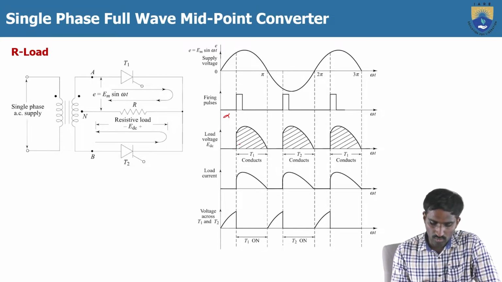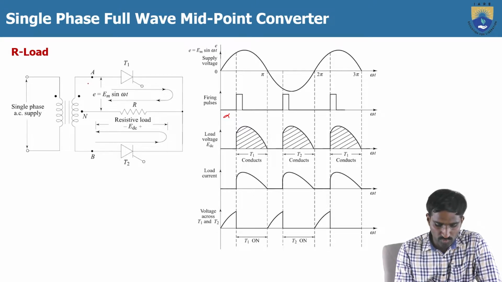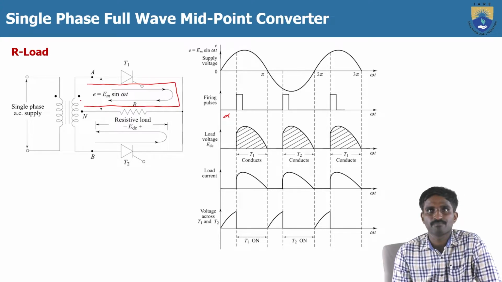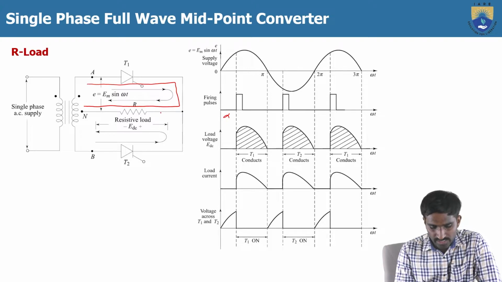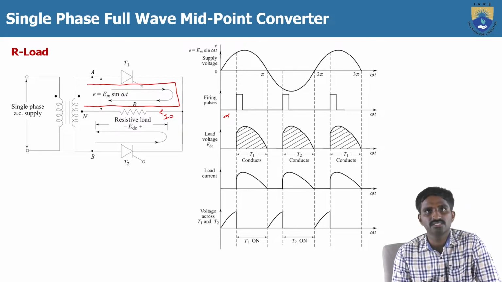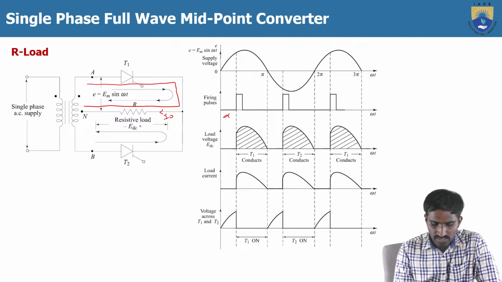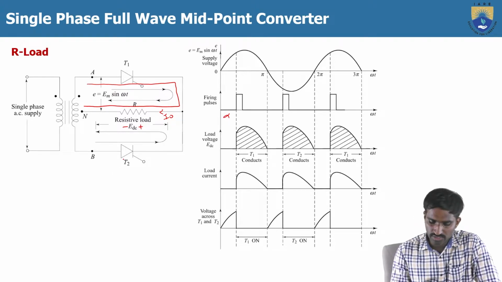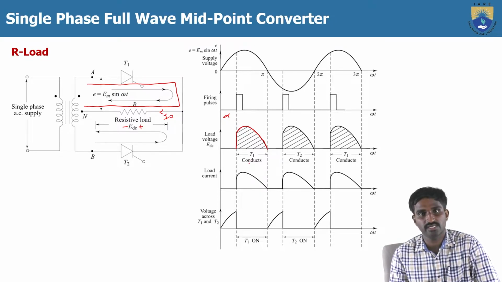Then the load current will flow from point A through thyristor T1 to the load and to the neutral point. So in this case the load current is in this direction. Let me consider this is I0. Let me consider here the output voltage as plus and minus Edc. When the thyristor T1 conducts, after alpha the output voltage will follow the input voltage waveform, that is the sine wave.